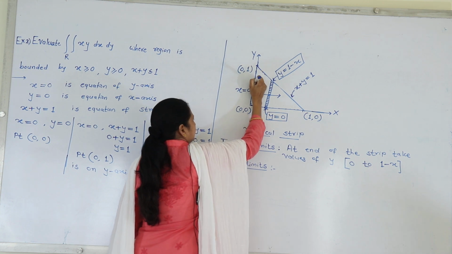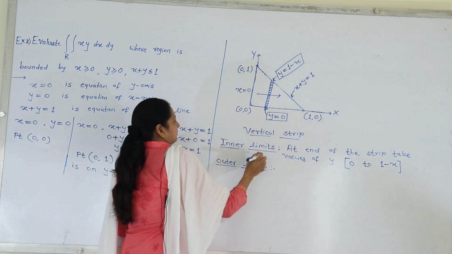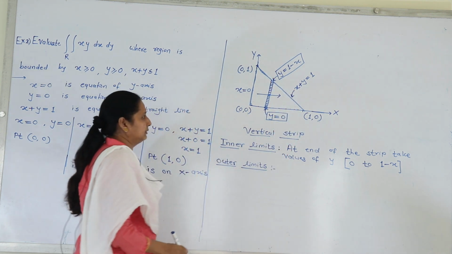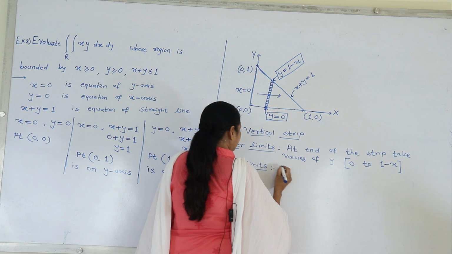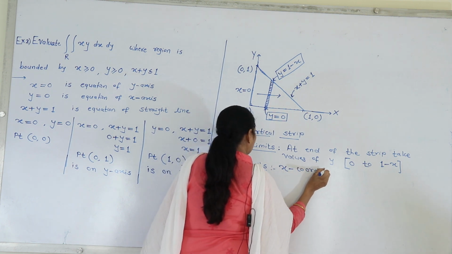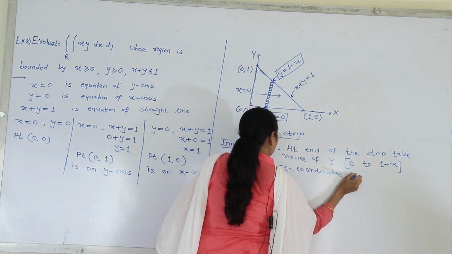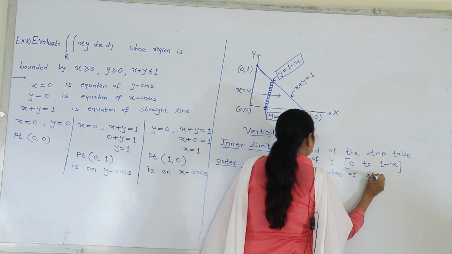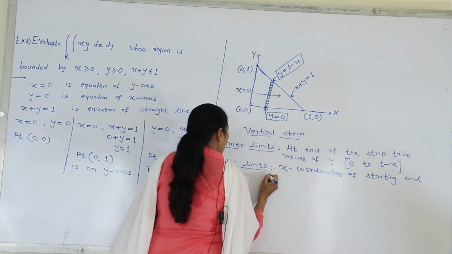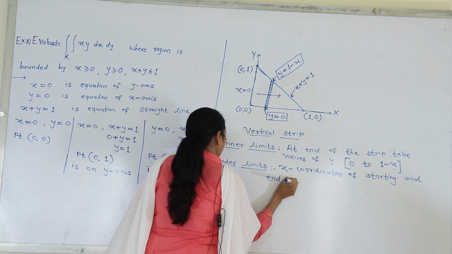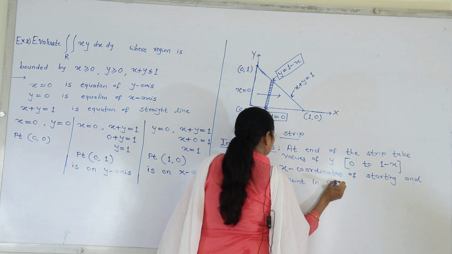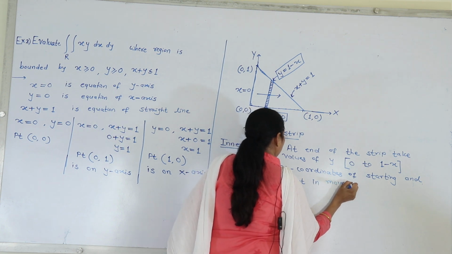It will move from the y-axis. That strip is flexible, and outer limits mean the x coordinates of the starting and end point in the movement of the strip.